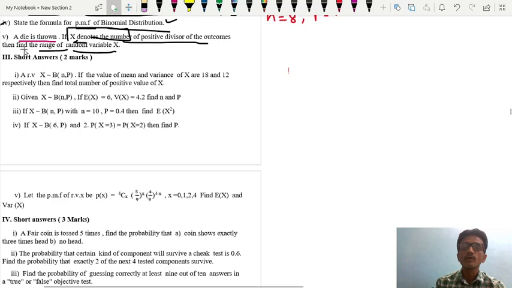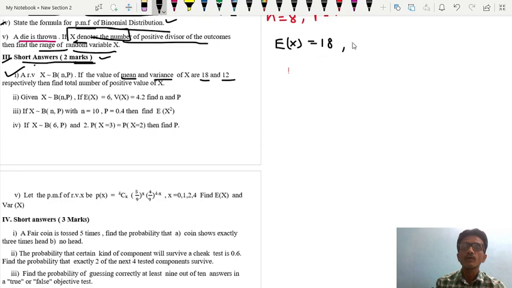Yes students, now question number 3, that is a short answer, 2 mark question. So we attempt this 2 mark question. The first question is: random variable x follows binomial distribution with parameter n, p, the values of mean and variance: mean is 18 and variance is 12. So where mean and variance are given, that means Ex is given, 18, and variance Vx is given, 12.